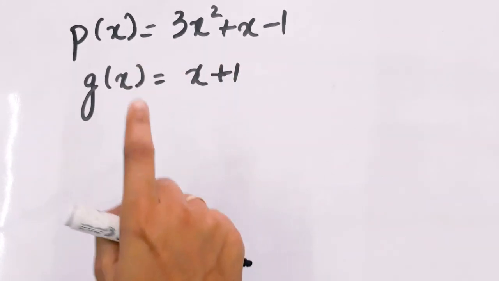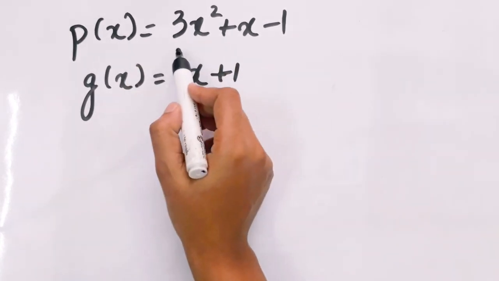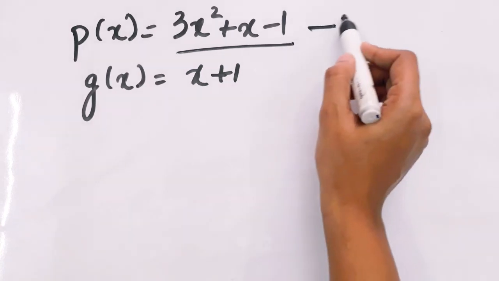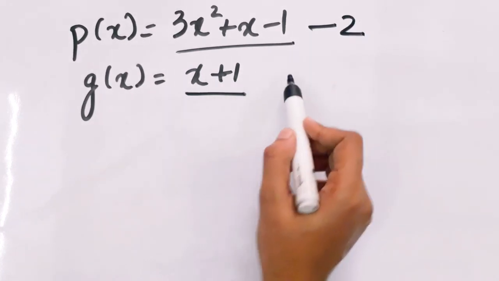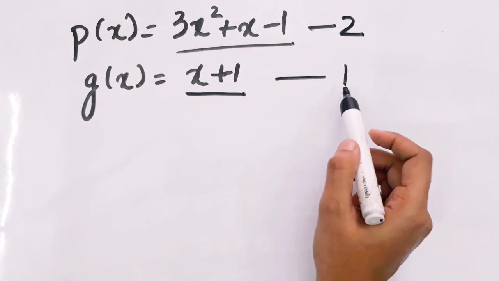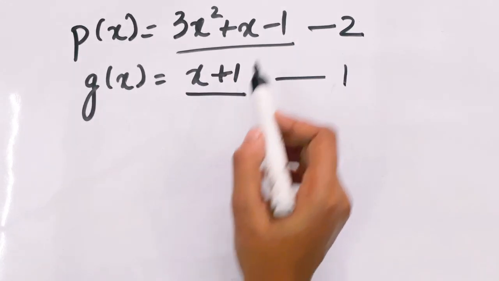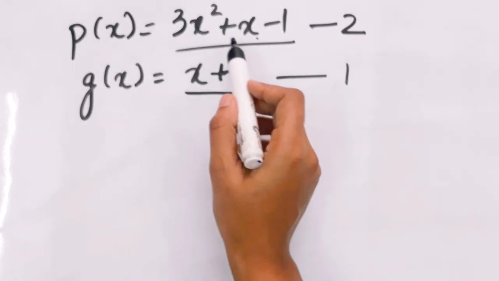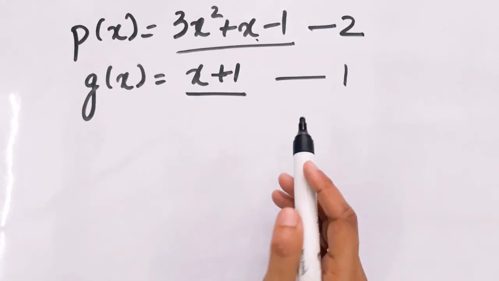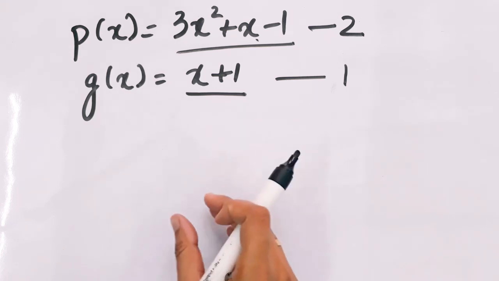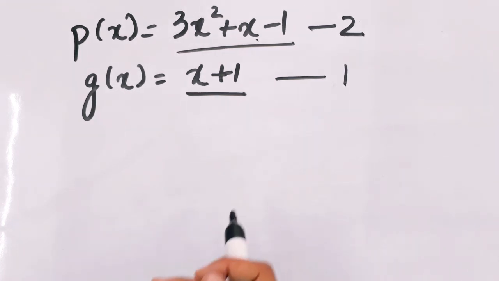Here again, if you observe, the degree of this polynomial is 2 and the degree of this polynomial is 1. So the degree of the divisor will always be less than the degree of the dividend, the polynomial dividend. After dividing this, I'm going to get my remainder and my quotient. So let us divide this.